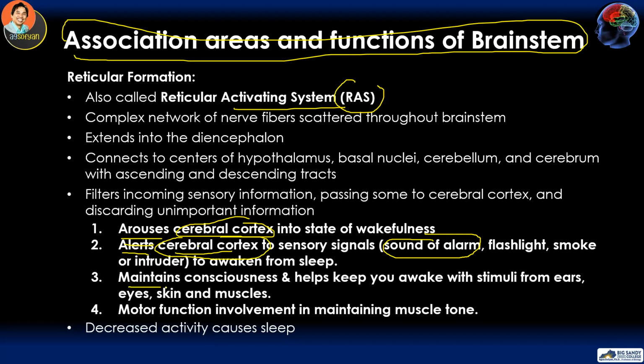It also maintains consciousness, keeping you awake with stimuli from the ears, the eyes, the skin, and muscles. So the signals that go to the cerebral cortex to activate your activity will start with this RAS first. Okay? And then it also has motor functions to maintain some muscle tone.